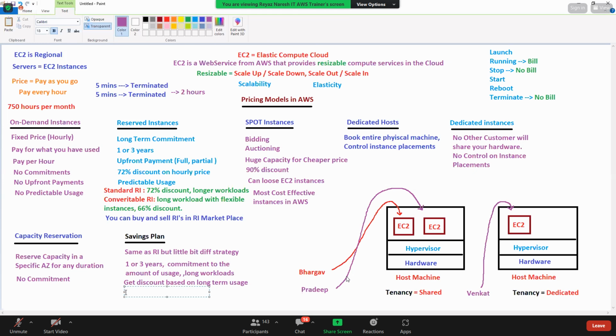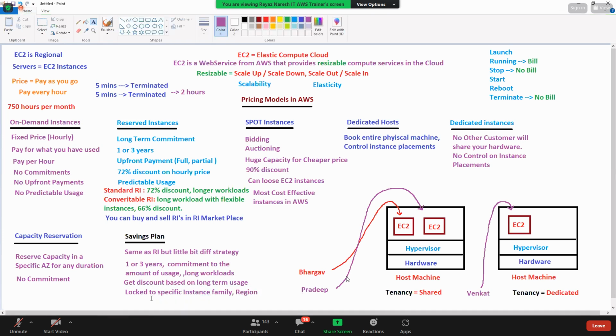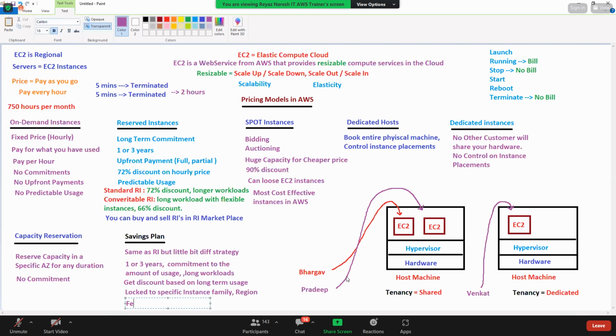And also locked to a specific instance family and region. Flexible across instance size, OS and tenants.